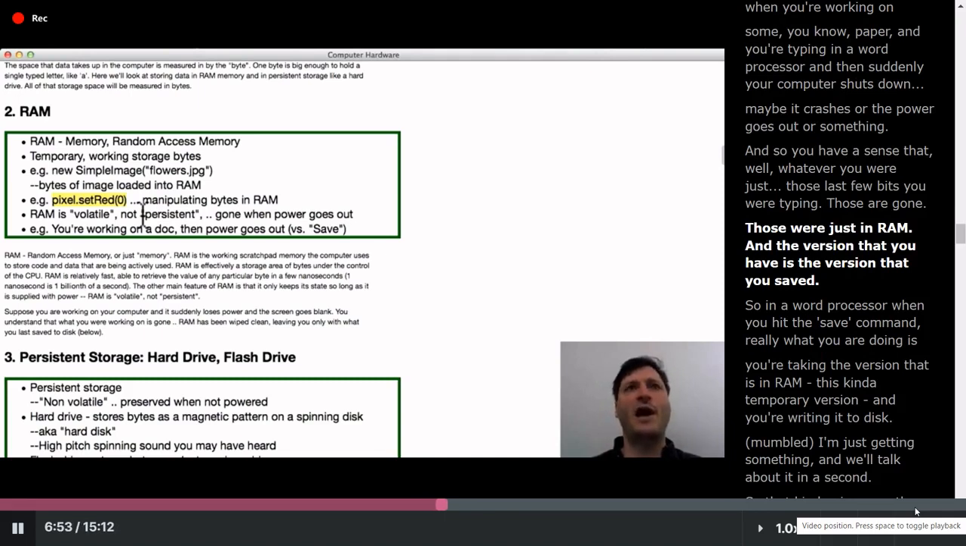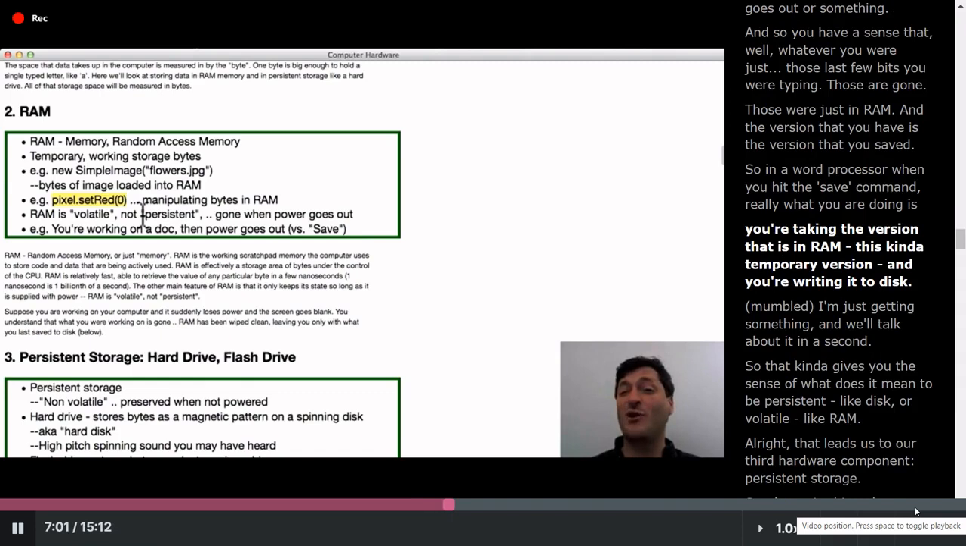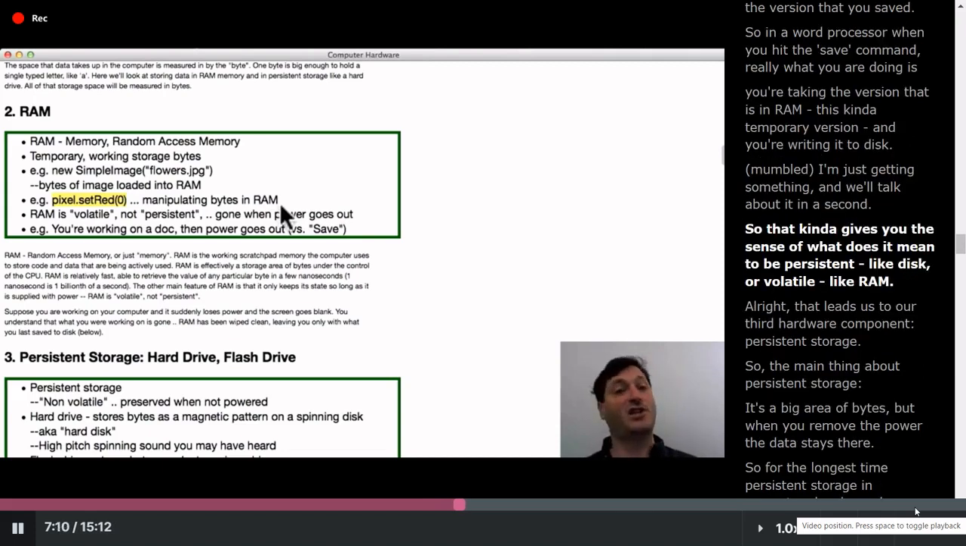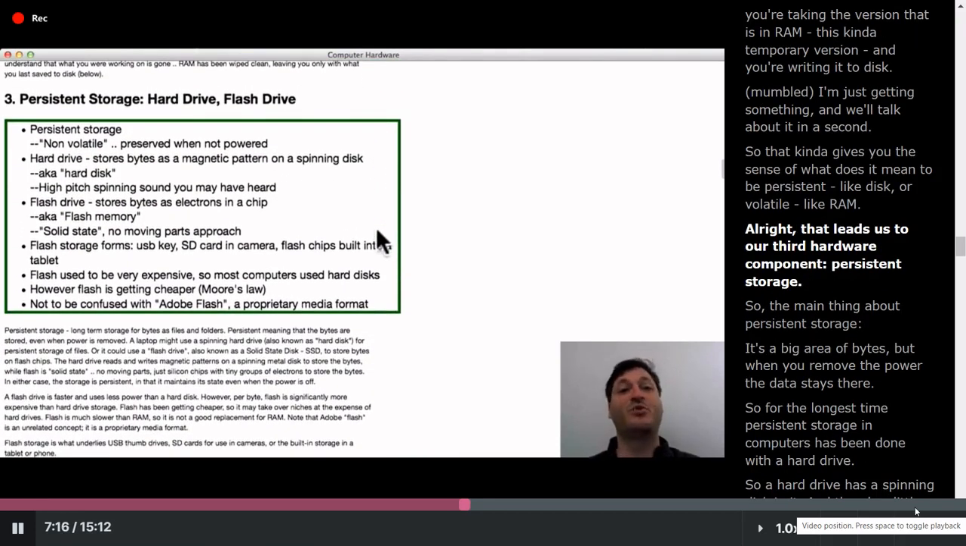and the version that you have is the version that you saved. So in a word processor, when you hit the save command, really what you're doing is you're taking the version that's in RAM, this kind of temporary version, and you're writing it to disk. And disk is something we'll talk about in a second. So that kind of gives you the sense of, well, what does it mean to be persistent like disk or volatile like RAM? All right, so that leads us to our third hardware component, persistent storage.